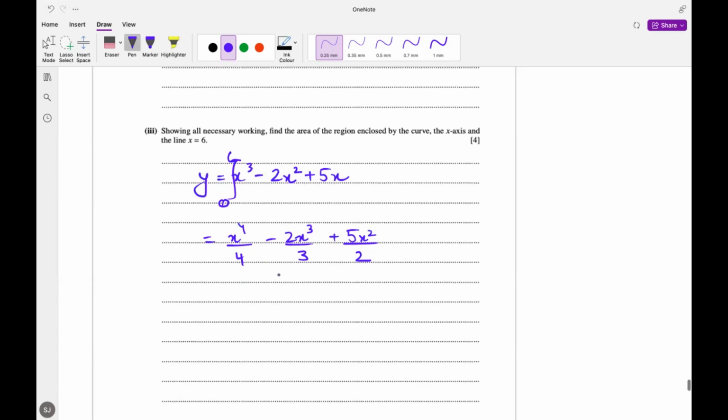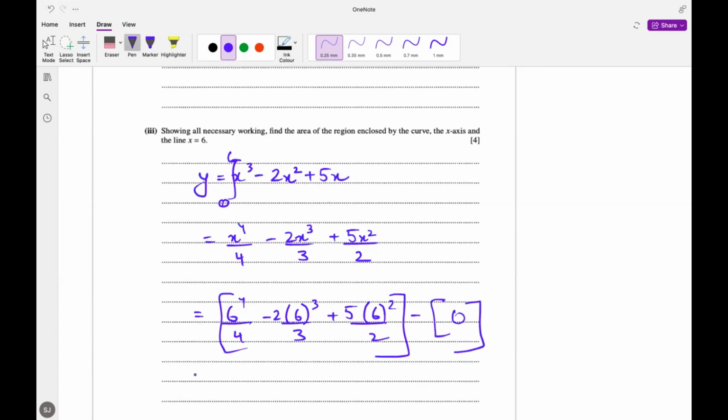Substituting the limits 6 and 0 in the calculator, we'll get 6 power 4 upon 4 minus 2 into 6 cubed upon 3 plus 5 into 6 squared upon 2. As the lower limit was 0, the whole term will become 0: 0 upon 4 minus 2 times 0 upon 3 plus 5 times 0 upon 2 will be 0. Substituting this in the calculator, the area will come out to be 270.